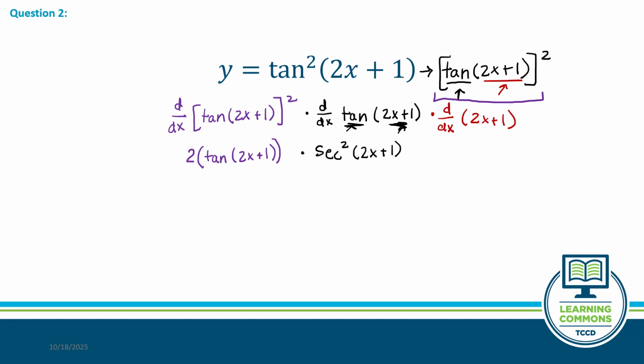So 2x plus 1, I already just know it's 2. Very simple power rule. And now I'm going to put it all together. Honestly, I would just leave it as 4 tangent 2x plus 1 secant squared 2x plus 1. All I did was combine this and this to get the derivative.